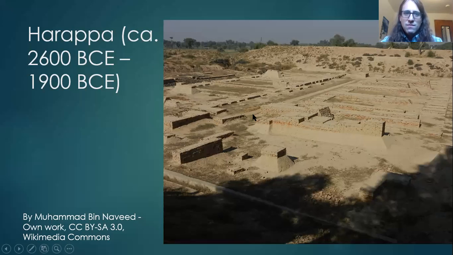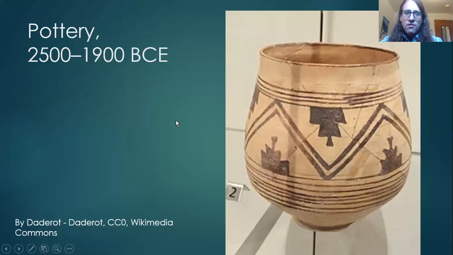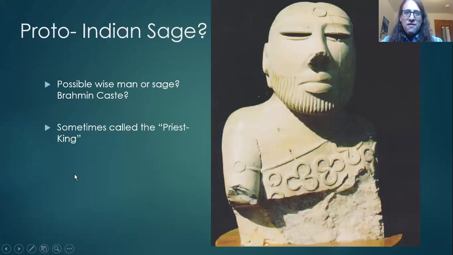Some of the things we see there: we see some beautiful pottery with these sort of geometric style designs. We found some interesting artifacts and statues, like this one, which might be some sort of wise man or sage. Might be a priest, priests being pretty important to later Indian religion. People called him, when they first found him, the priest king, but we're pretty sure these days that there weren't actually any priest kings in the Indus Valley civilization, or at least we don't know of any. And that's way more a Mesopotamia thing.